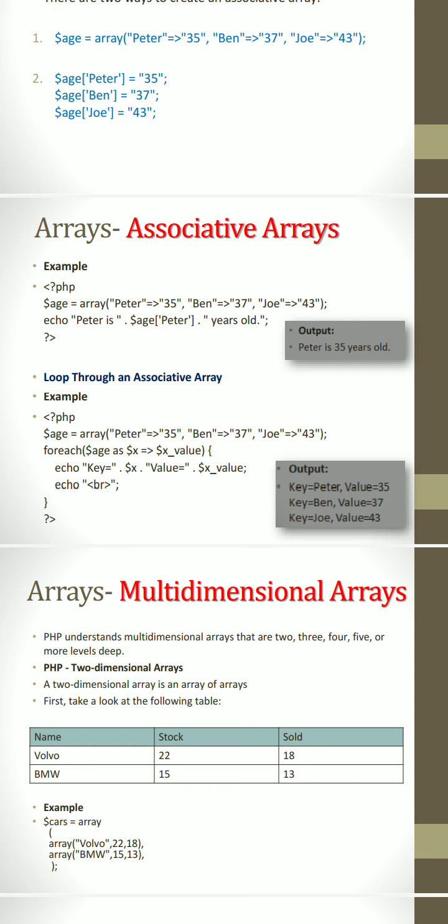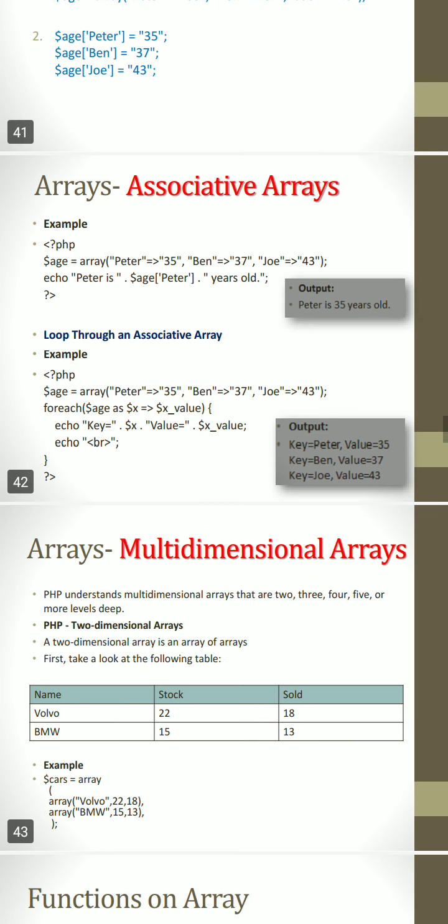We'll see one example. The array you just created, we will print that. So in the PHP tag, $age = array Peter 35, Ben 37, Joe 43. Echo message "Peter is " . $age["Peter"] . " years old", and close the PHP tag. So what will be the output here? Peter is 35 years old. Instead of $age["Peter"], it will give the value 35.